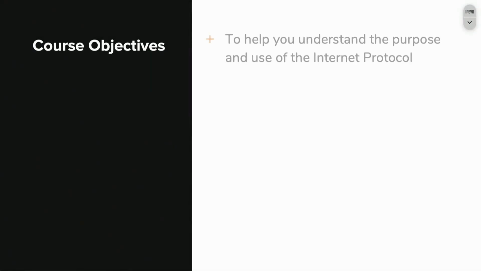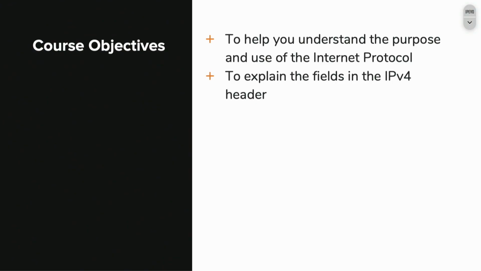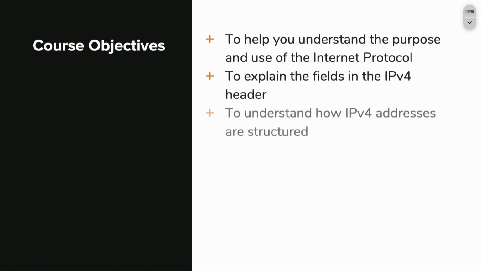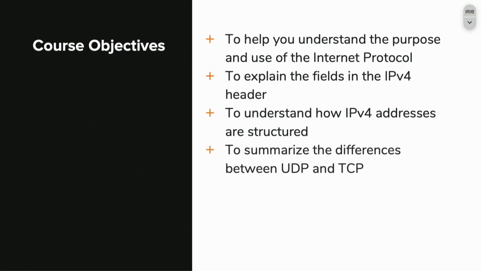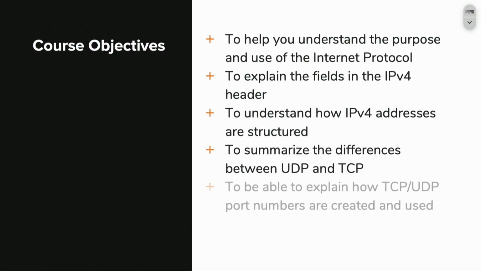So, I'm going to help you understand the purpose and use of the Internet Protocol. I'm going to help you understand what the fields are in the IPv4 header so you know what each field is and what its purpose is. Why is it there? You're going to understand how IPv4 addresses are structured, why we need them, and how do we build them. You're also going to be able to summarize the differences between UDP and TCP.